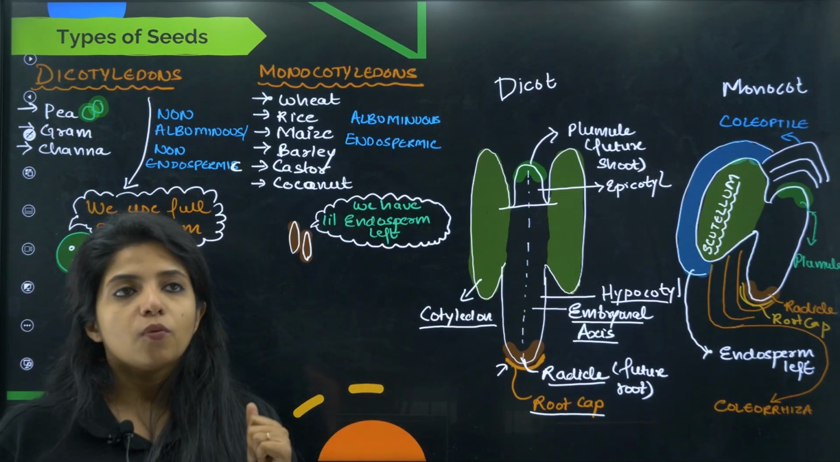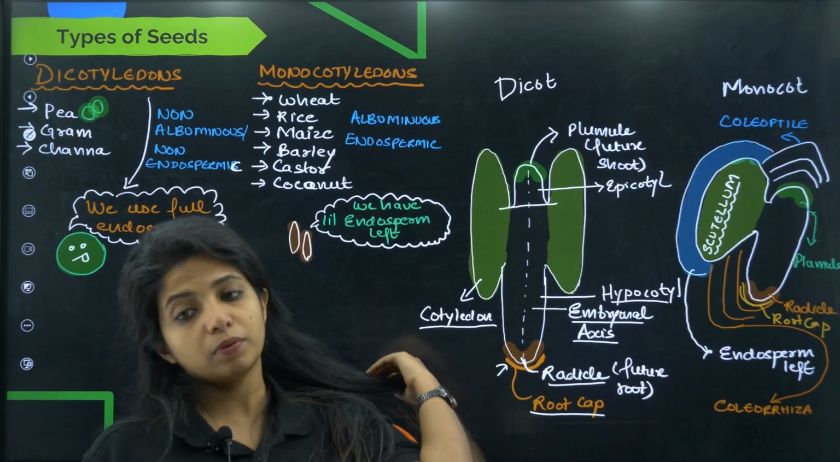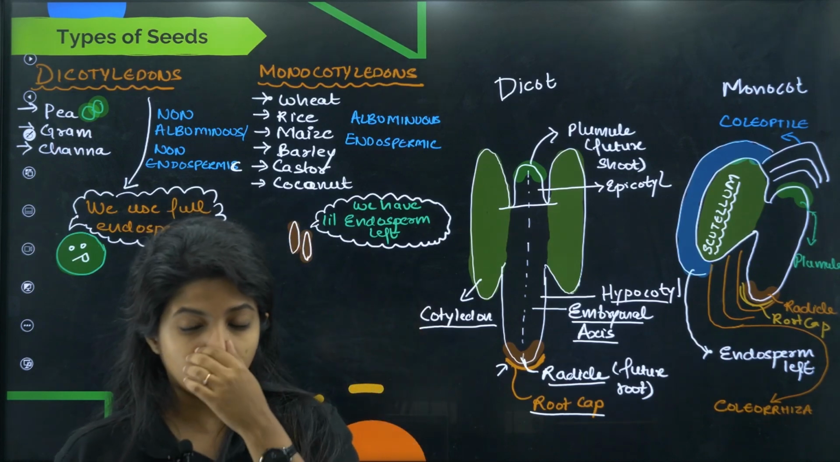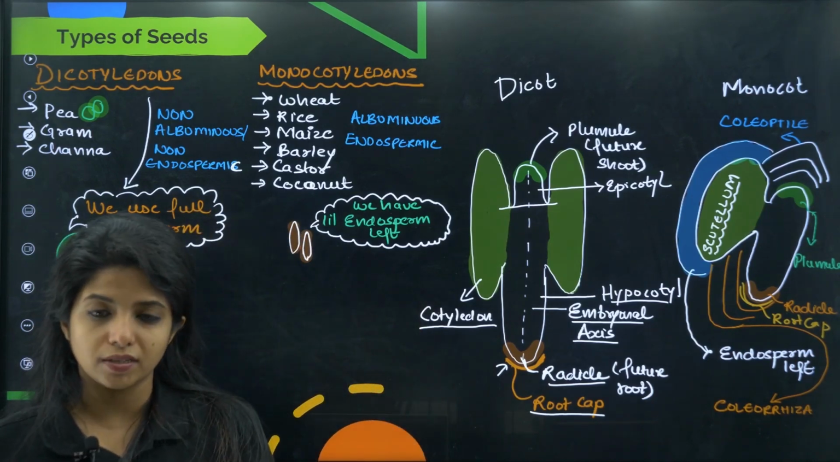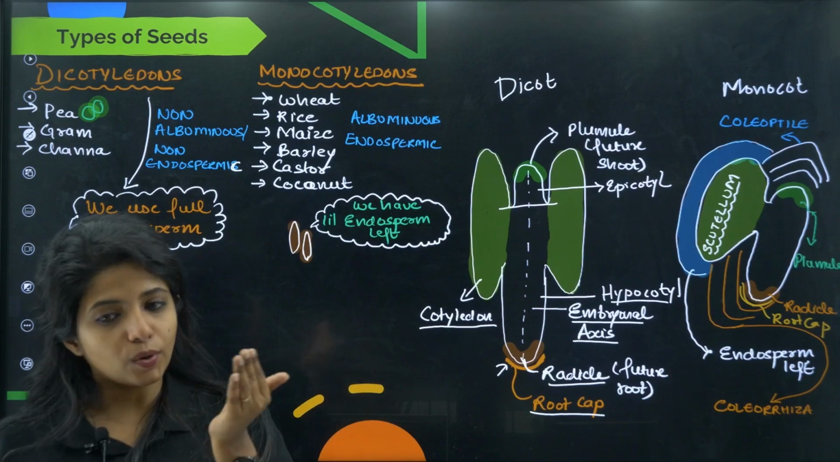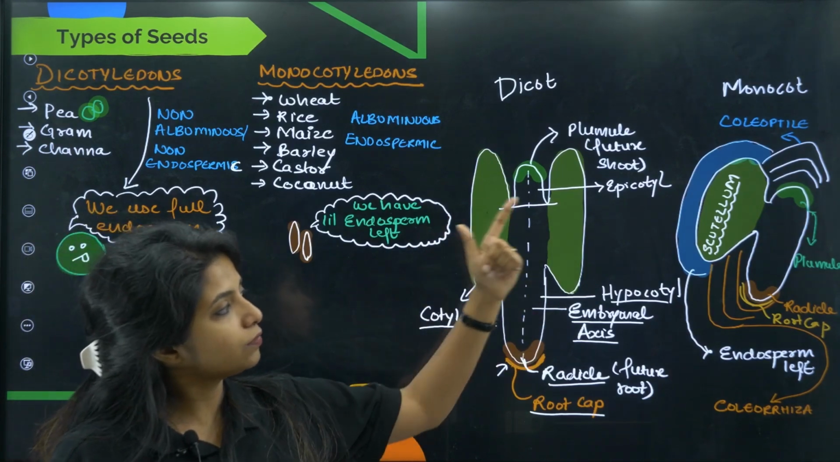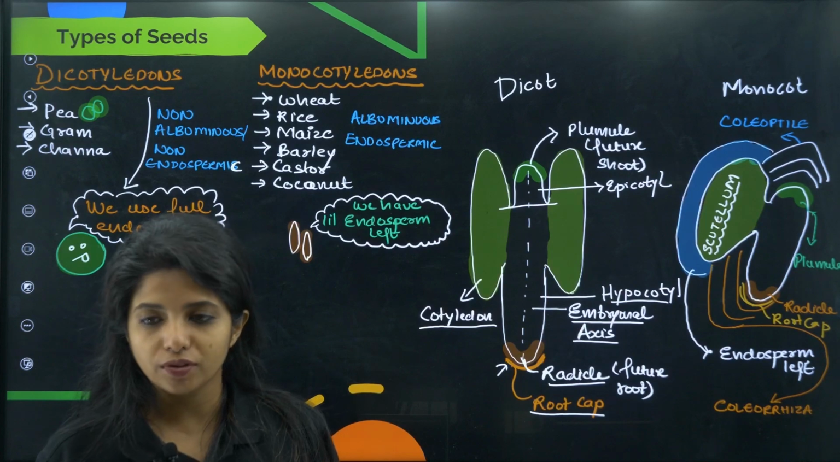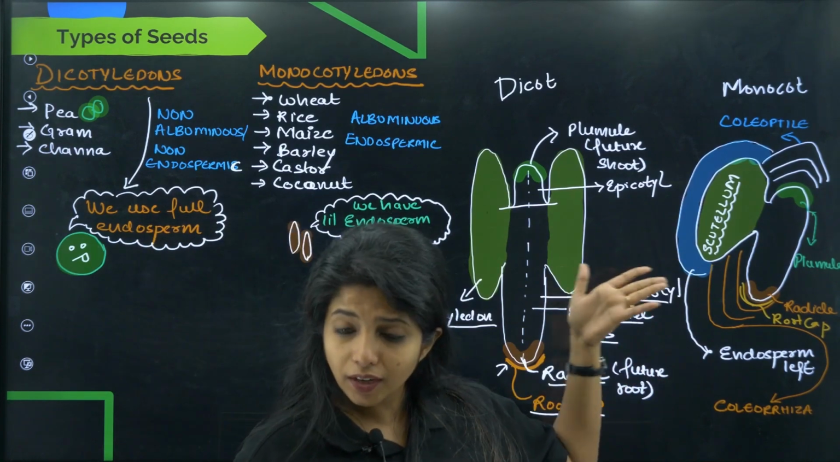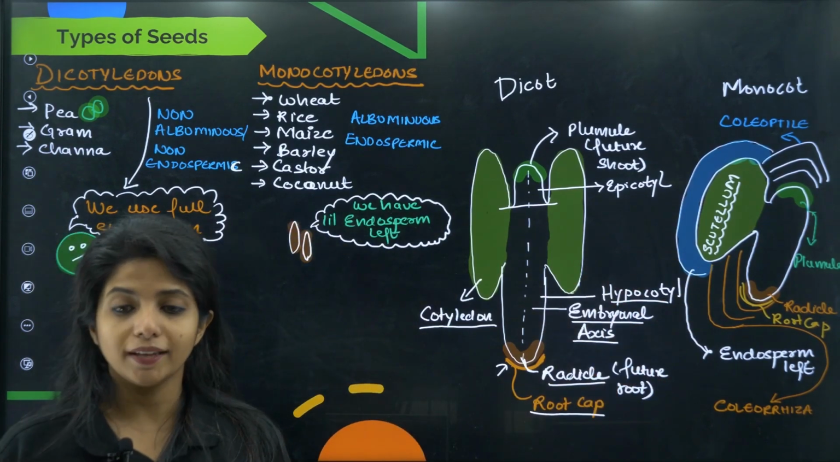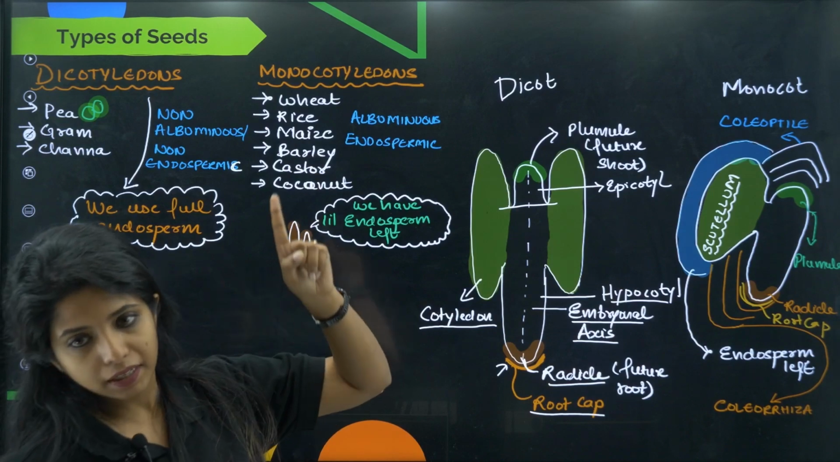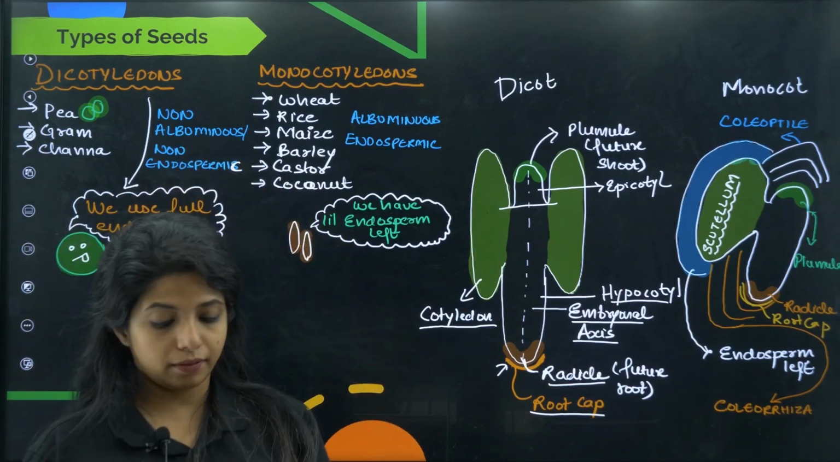Now they will ask you, what is a non-albuminous seed? How do they majorly store things? Non-albuminous, as in they do not have endosperm. So they store in the form of cotyledons. On the other hand, if they ask about albuminous seeds, then what do you say? It will be endosperm, because the endosperm is still there. Learn the examples.